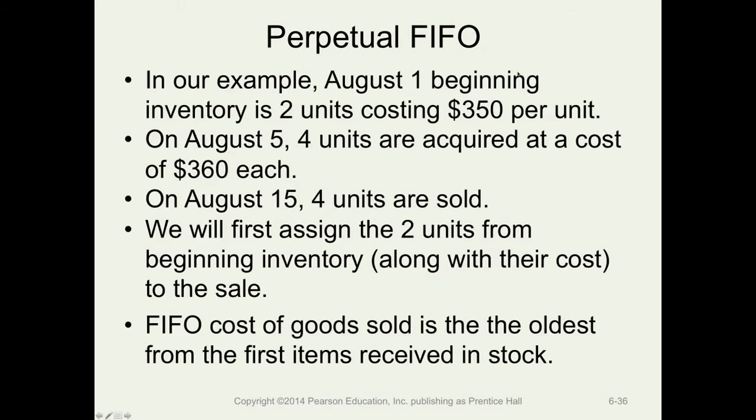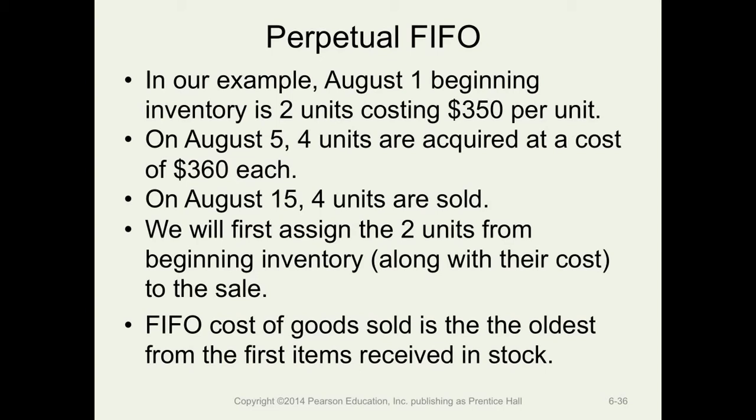Now, we're going to take a look at an example. Let me read this through, and then we're going to go over to the table to see how this works. But again, in our example, we assume that on August 1st, we begin the period with 2 units that cost us $350. On August 5th, there are 5 units acquired at $360. August 15th, we sell 4 units.